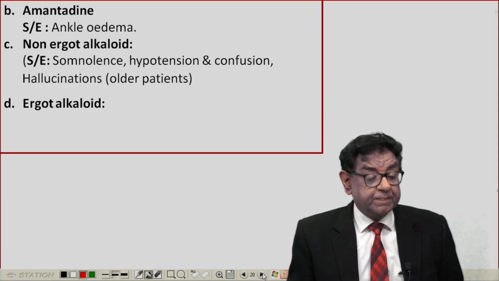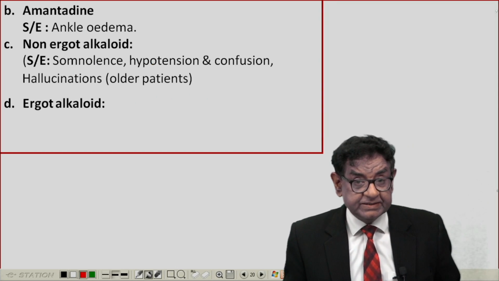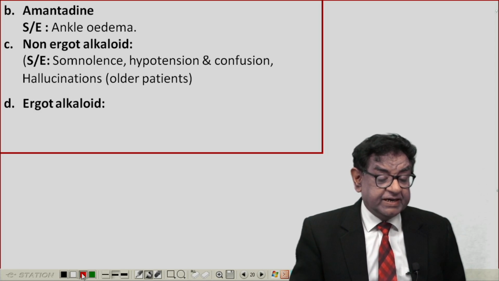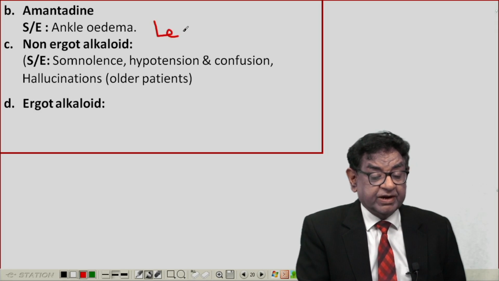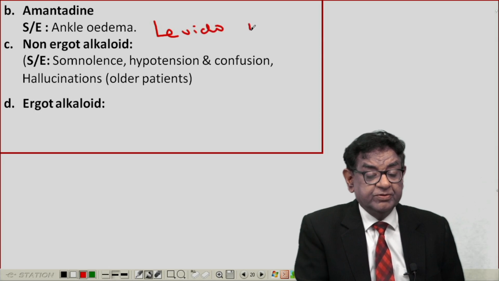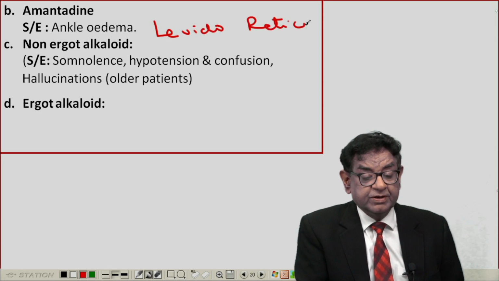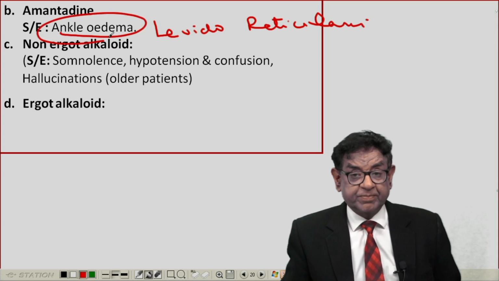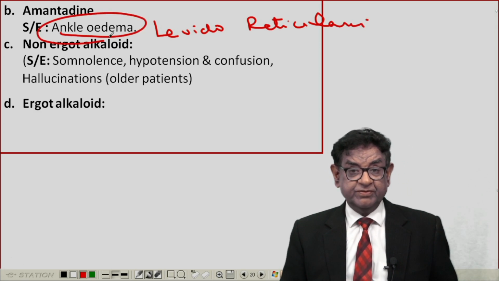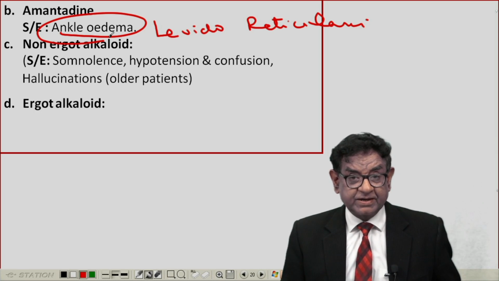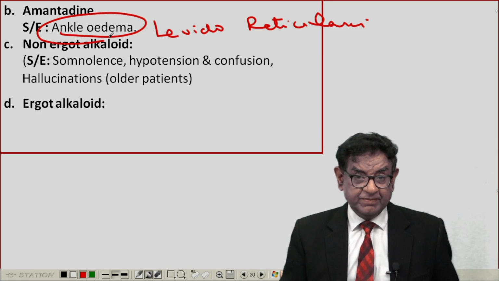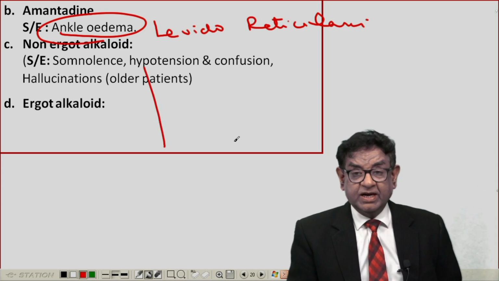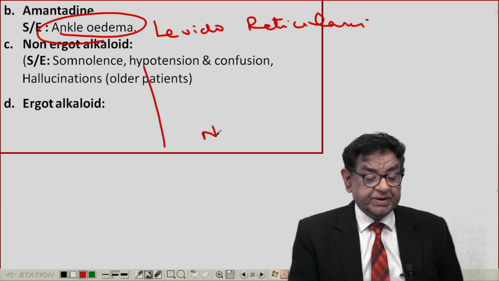Well, now amantadine is again a dopaminergic drug. The side effects are ankle edema and livedo reticularis. Ankle edema is a big problem. Again, a question for you. Tell me any drug which is notorious for causing ankle edema. Stop the video, write down the answer. Well, the answer is nifedipine.